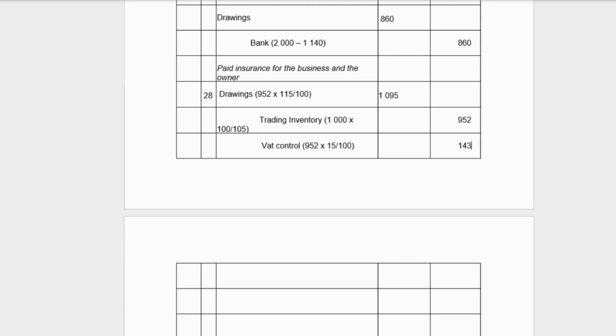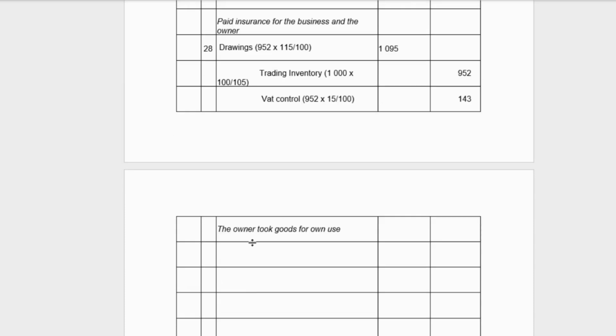That is how you record transaction 28, and then you have to narrate. When you narrate, you can just say the owner took goods for own use, or for personal use. Okay, that's how you record transaction 28, or the transaction that happened on the 28th, right? And that is the narration.